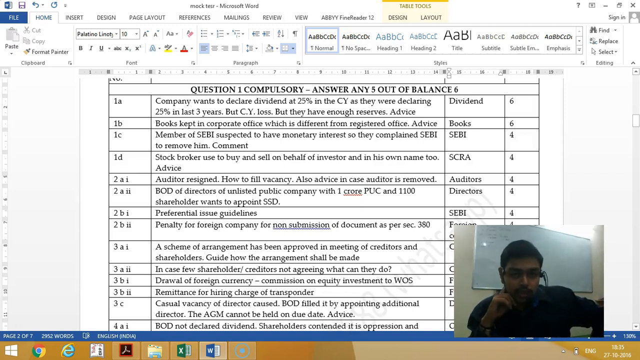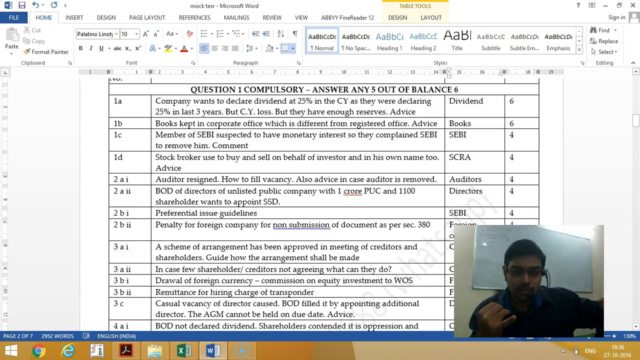A company wants to declare dividend at 25% in the current year, as they declared 25% in the last 3 years. But in the current year there is a loss. They have enough reserves. Advice. So this is on what dividend? Final dividend. So you should write the 4 rules. What are the rules? Rate rule, withdrawal rule, usage rule, balance rule.